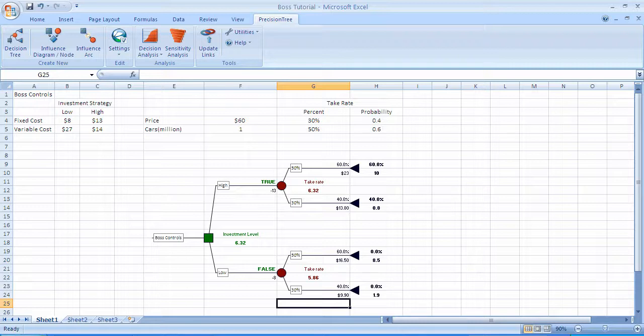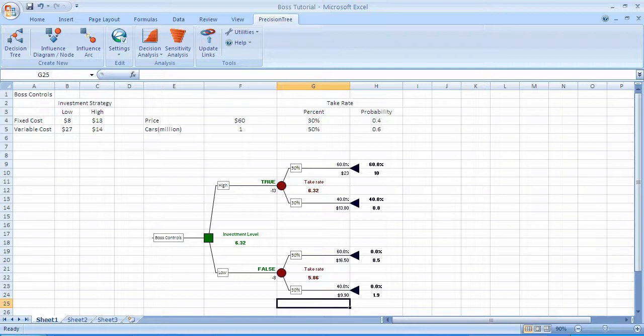Now to determine the expected value, we multiply 8.5 times 60% plus 1.9 times 40%, and the value we obtain, the expected value, is 5.86. Of the two expected values, since we're trying to maximize, 6.32 is greater than 5.86, and thus in cell F18 we see 6.32.